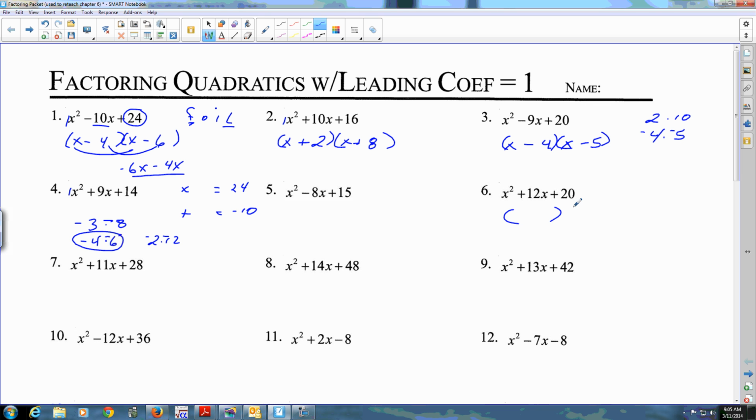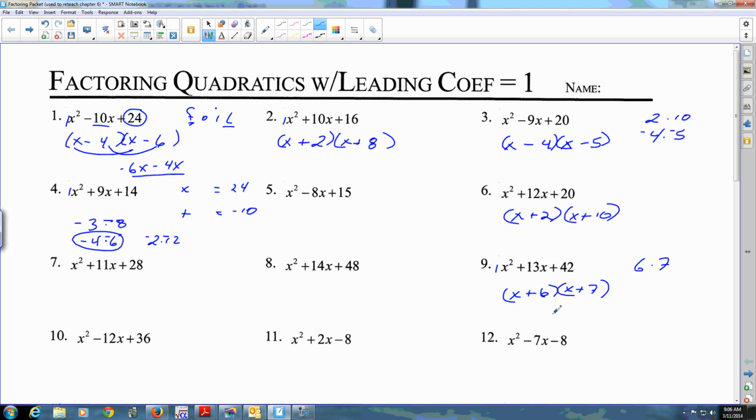Okay? Things that multiply to 20 and add to 12. So that would be 2 and 10. Okay, 42 is a little bit harder. So what comes to mind when I think of 42 is 6 times 7. Again, all these leading coefficients are 1, so it's going to start out x and x. They're multiplying to positive, adding to negative. And so we got +6, +7.